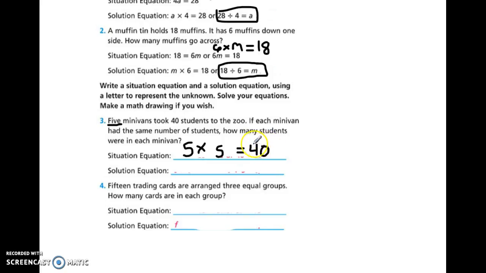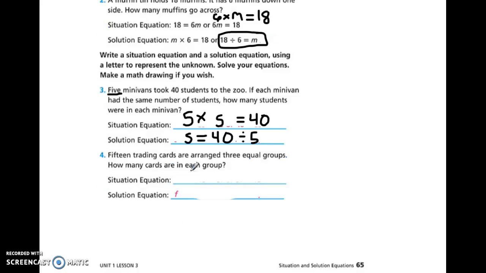Now for the solution equation, remember we're going to do the opposite operation. So here we times 5. So we're going to do the opposite thing. We're going to divide by 5. We have to do it on both sides because we need to get the students number all by itself. So I'm going to say students equals 40 divided by 5. Okay, because now I could actually solve this and I would know how many students were on each van. All right, good. And today we're not actually solving them. We're working on the situation and solution equations, but you can see that that would be very easy to solve now to get that number of students.